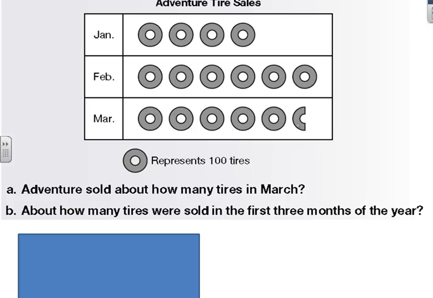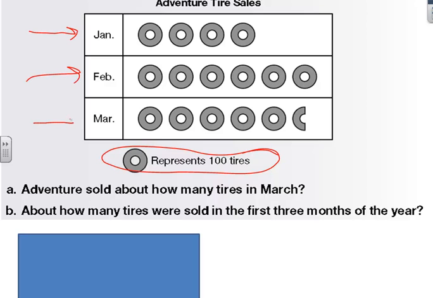This is a pictograph showing what looks like a tire to represent 100 tires. Each one of those circles is equal to 100 tires. So when you look at a graph like this, they're divided up into months: January, February, and March. And then you can tell in January there were 400 tires sold because there are 4 of those little teeny tires, which each one equals 100.